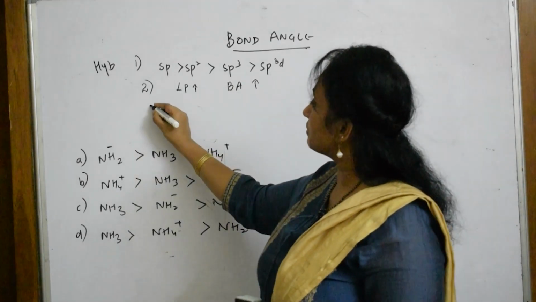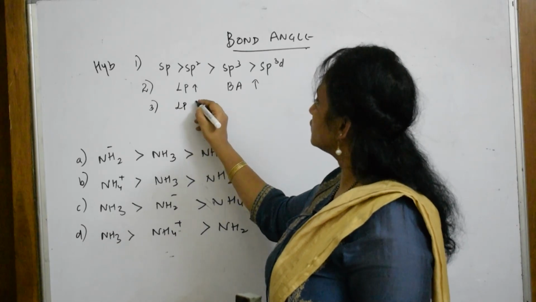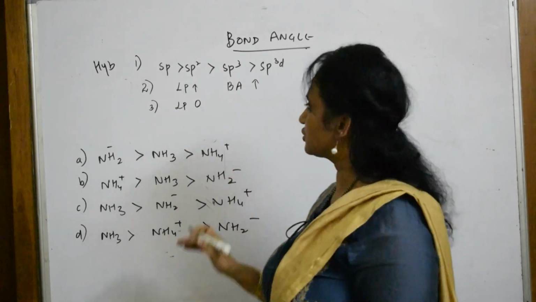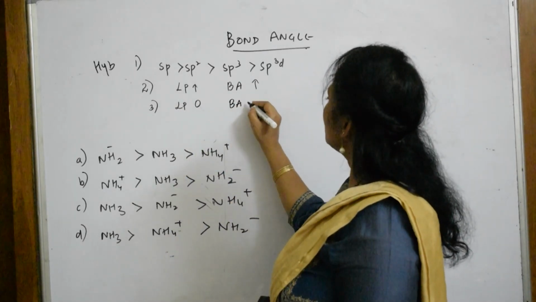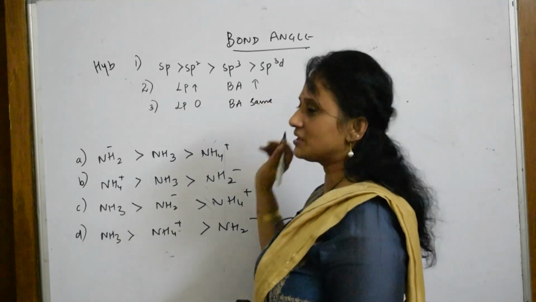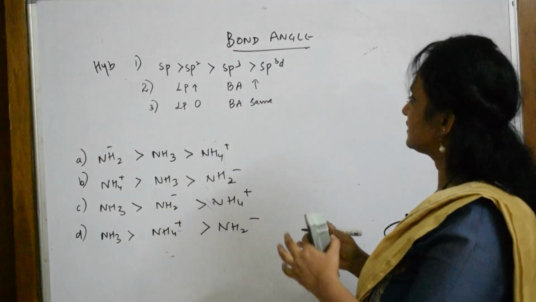The next clue to remember is, if the lone pairs are 0, meaning there is no lone pair in the structure, the bond angle will be the same. There is no change in that. Let us see this in the question.